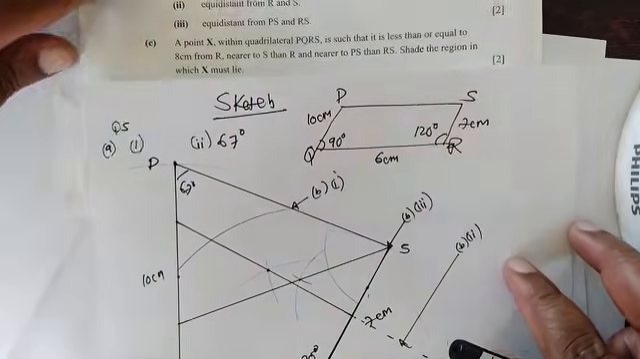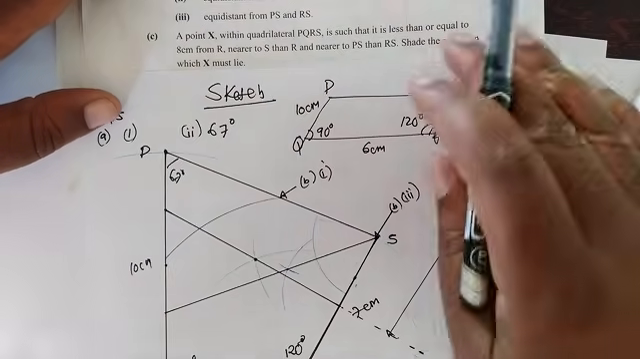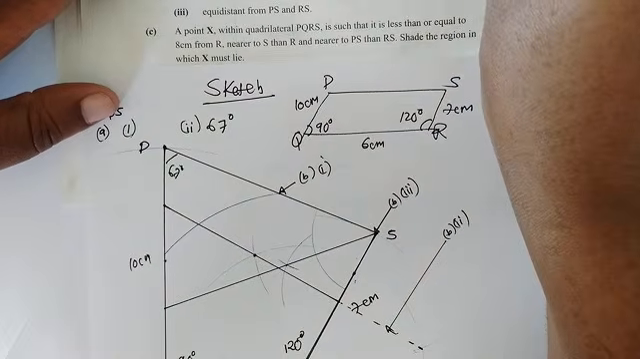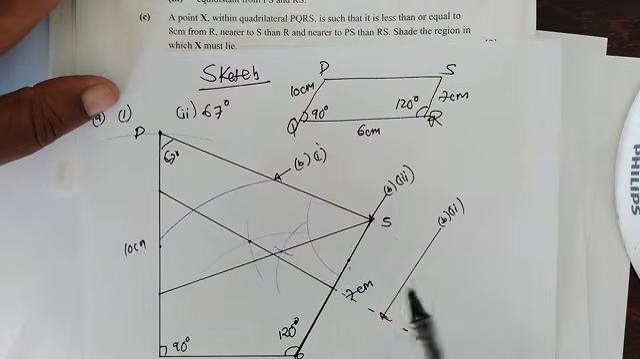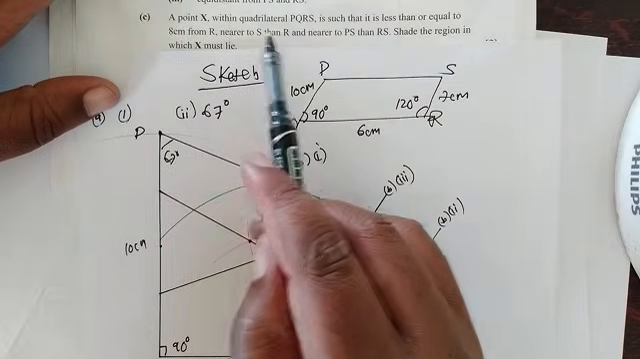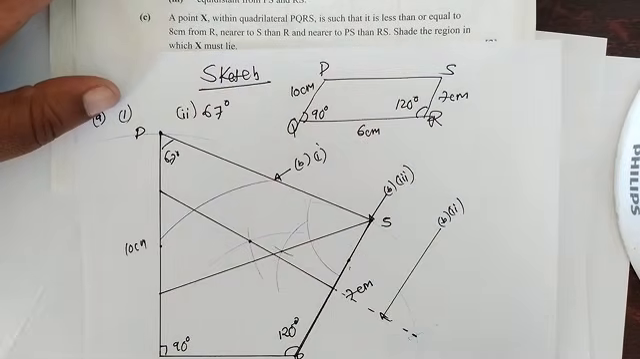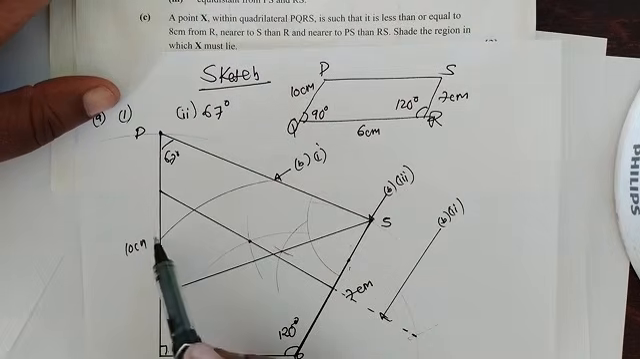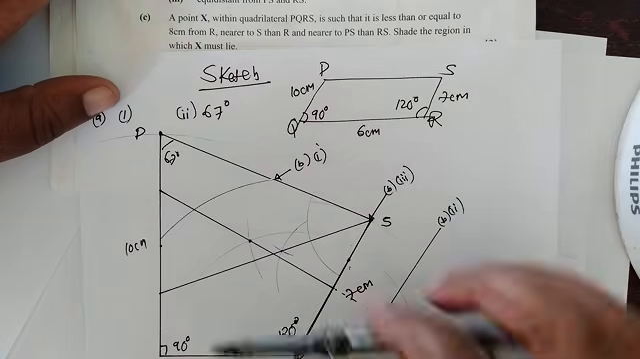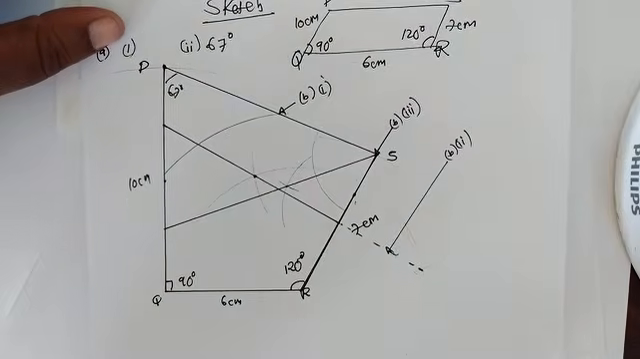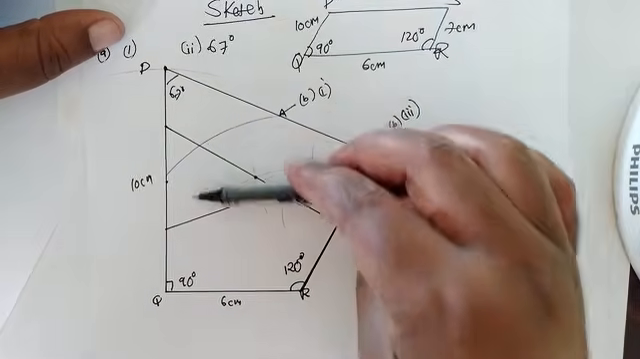I hope it is clear. All right, we are saying point X within triangle PQRS is such that it is less than or equal to 8 centimeters from R. Now, if we talk about 8 centimeters from R, it is this one. So it must derive from here, because this is our R. So it is less or equal to 8 centimeters from us. So from here coming down, that is where this point should lie.